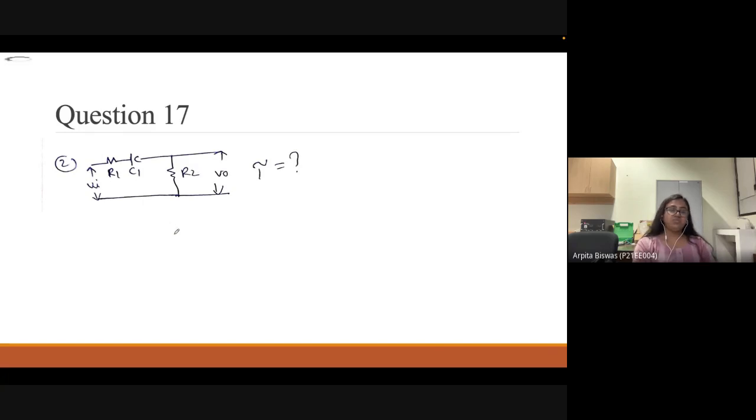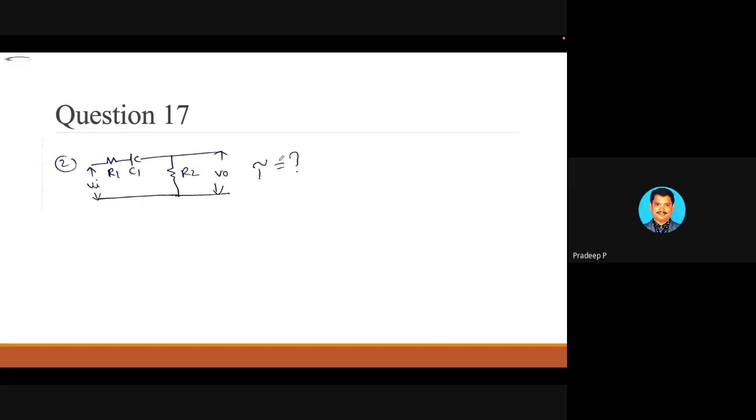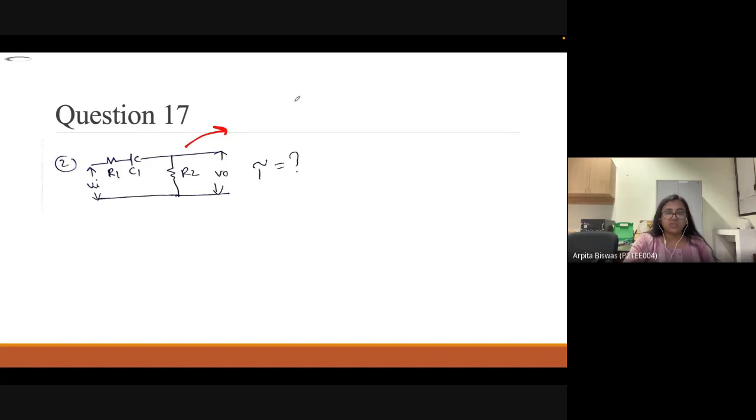Now tell me how to find this out. Just convert this circuit into an RC circuit, it's simple. Whatever voltage source is given, you have to short it, and if a current source is given, you just have to open circuit it.